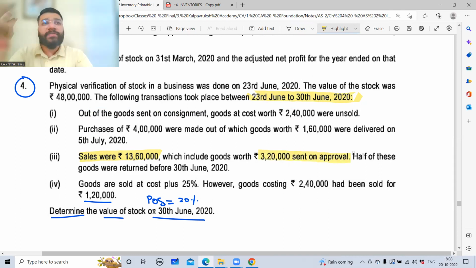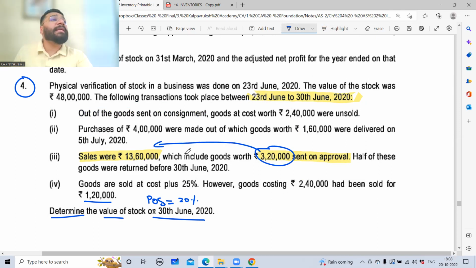approval. So we have studied the concept of sale of goods on approval basis. If the transactions are casual in nature, even though the goods are sent on approval, at that point of time, you will treat that as sales. So when the goods were sent between this period, can I say that this 3,20,000 rupees had become a part of this 13,60,000 rupees? Because when you sent these goods, you treated it as sales because the nature of the transaction was casual. Am I right?